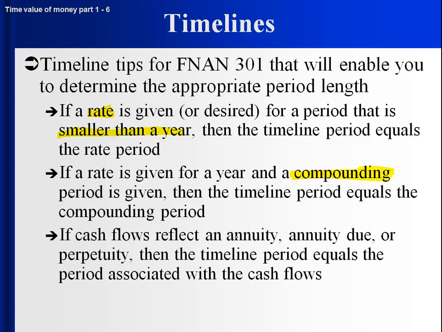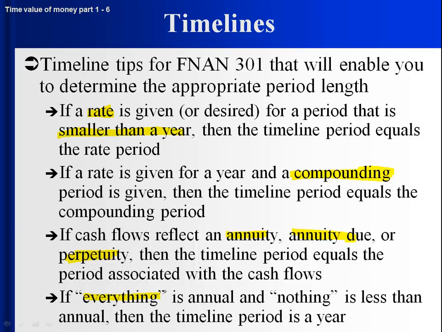Third, if the cash flows reflect an annuity due, or a perpetuity, then the period in the timeline is going to be consistent with how frequently those cash flows are paid. So annuities due and perpetuities are series of cash flows that involve regular fixed cash flows, or in the case of a perpetuity, regular cash flows that grow at a constant rate. And how often those regular cash flows take place, if they're monthly or quarterly or semi-annually or annually, that is what the timeline will reflect. And finally, if everything is annual and nothing is less than a year, then the timeline period's a year.